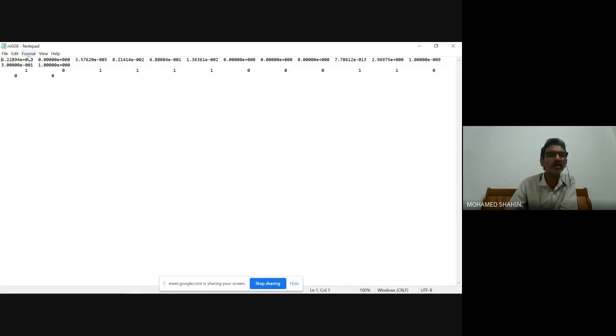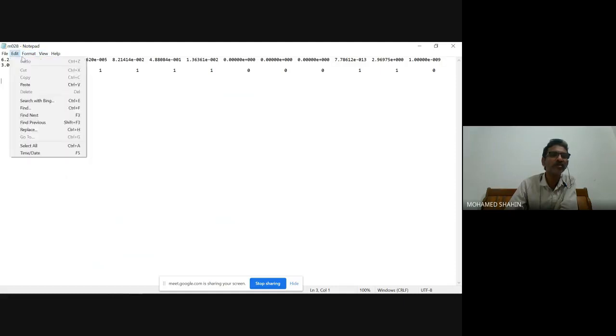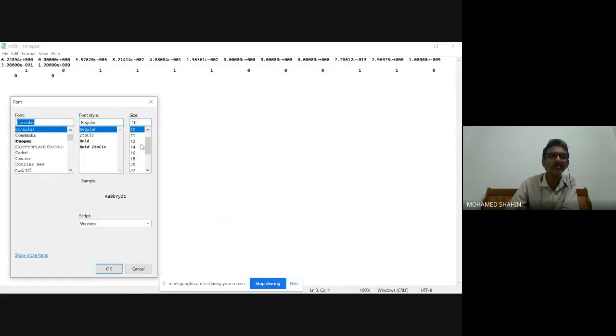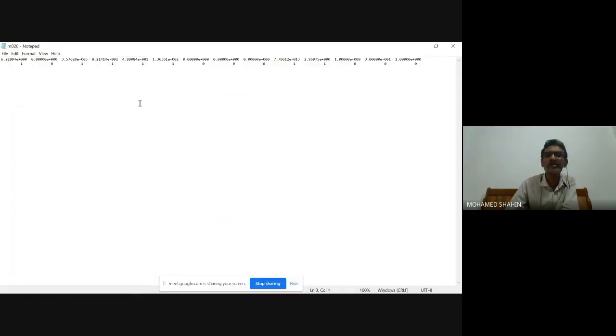Now, if you want to get an idea, sometimes the second line is coming. So what you have to do is go to the font and reduce the font. It is 10 now here. Now you reduce it to 8. So you can see that reducing to 8, all the parameters are very difficult to visualize. But you can see this.